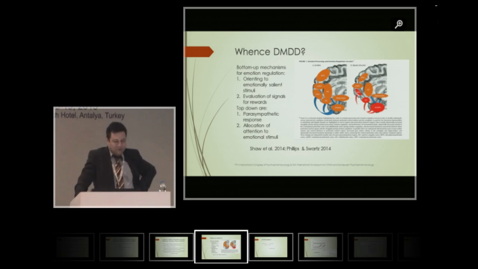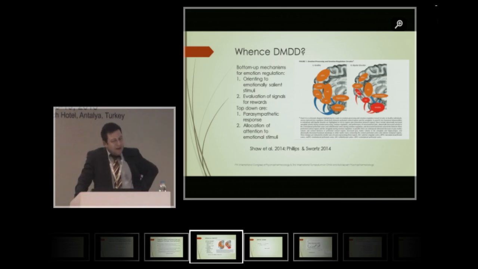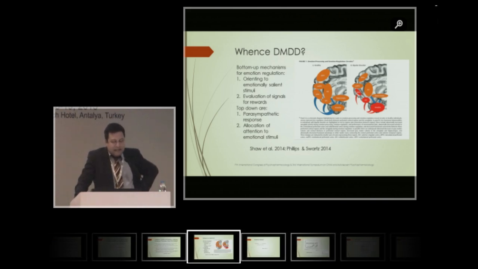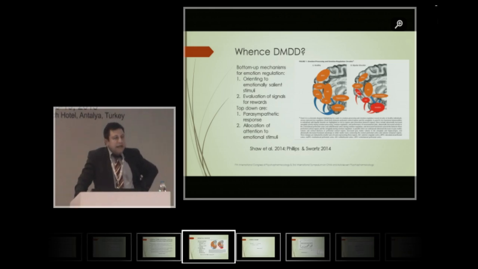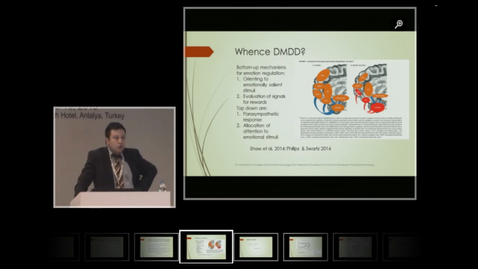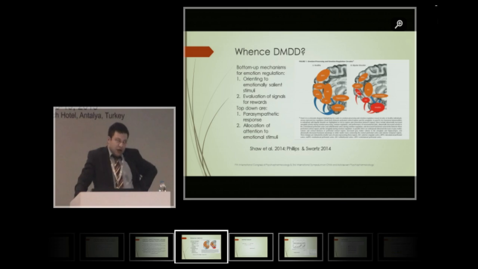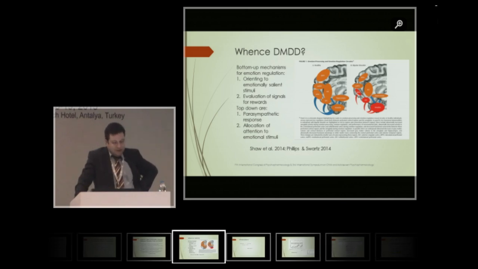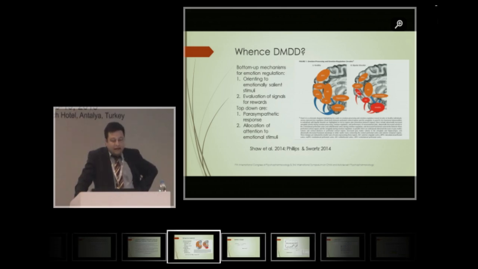There are bottom-up mechanisms and top-down mechanisms. Now, bottom-up mechanisms for emotion regulation. One is orienting to emotionally salient stimuli. Two, evaluation of signals for rewards. Top-down are parasympathetic response, allocation of attention to emotional stimuli.